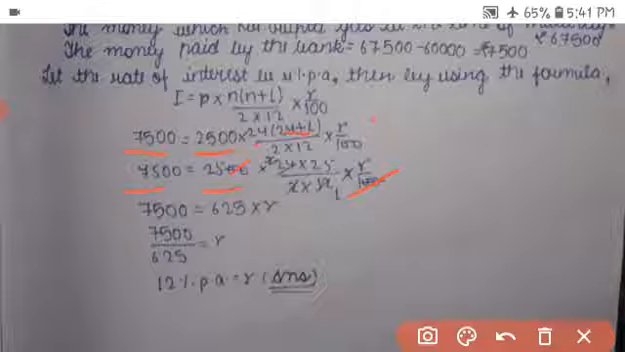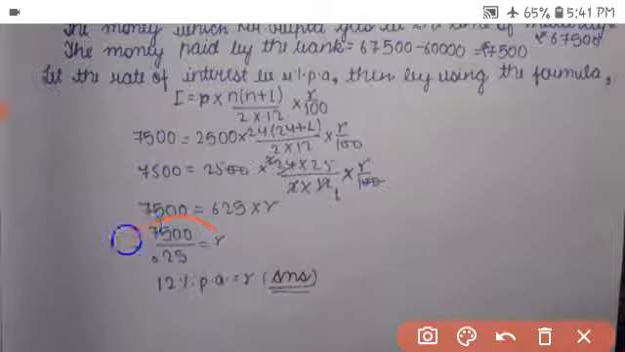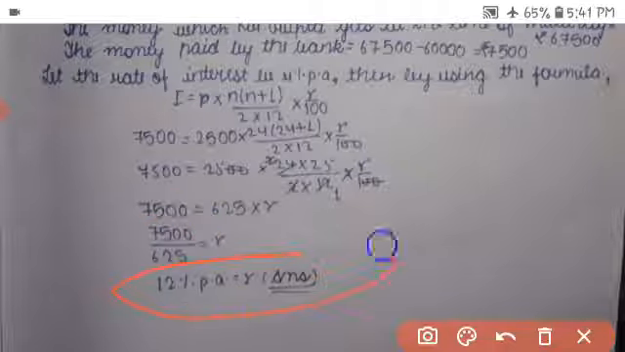Now the zeros cancel here, 2 zeros. Now 12 twos are 24, 24 and 24 cancel. Now the remaining 25 into 25 is equal to 625. 7,500 upon 625 is equal to R, so R is equal to 12% per annum. R is equal to 12% per annum is the answer.